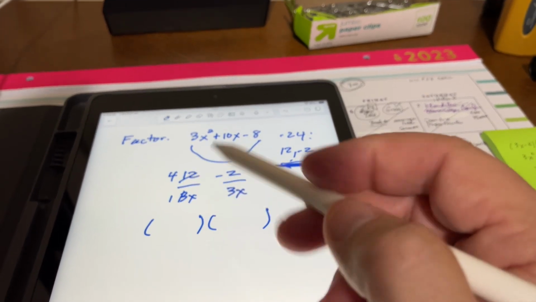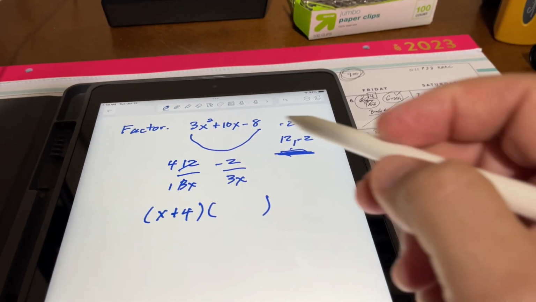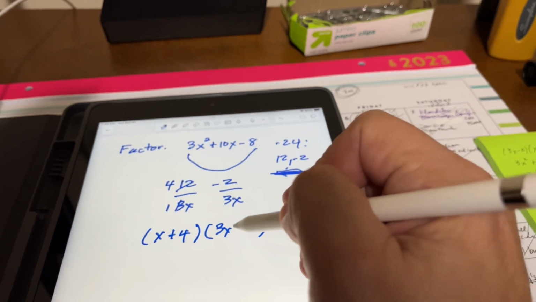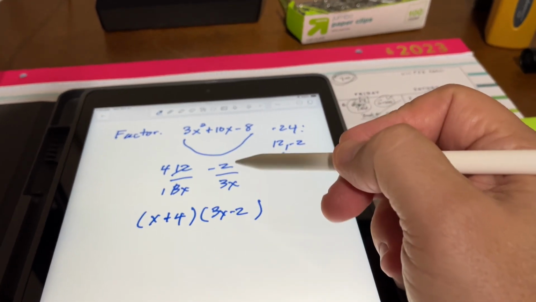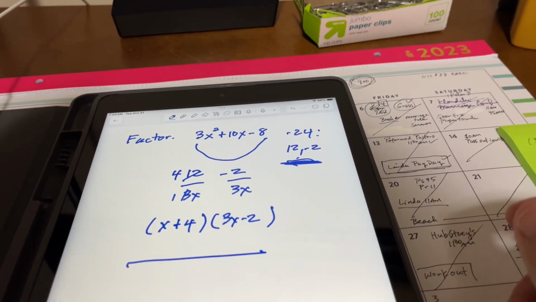Now I'm going to set up my parentheses like this, and I'm going to go bottom up. So this is x plus 4, x and a positive 4. And this is 3x and minus 2 as I go bottom up. And notice that's the same answer we got in the previous factorization.